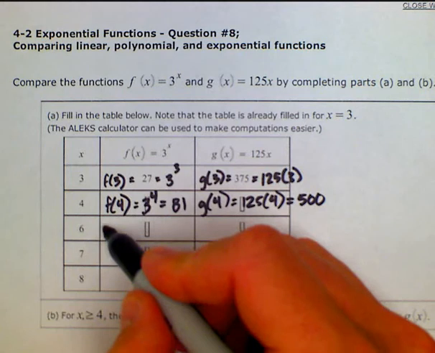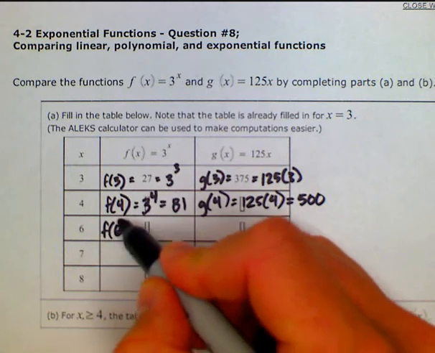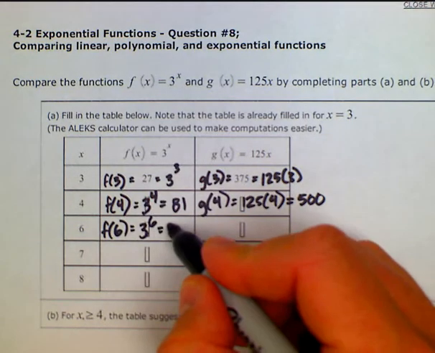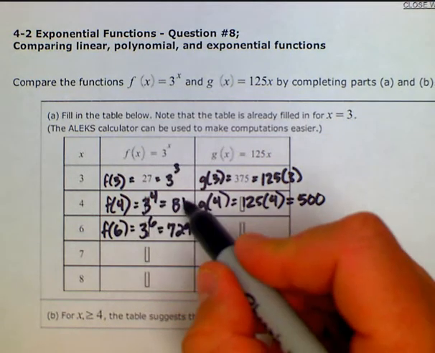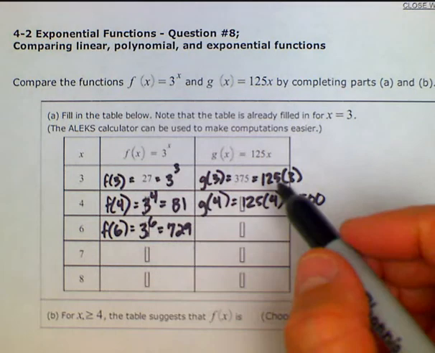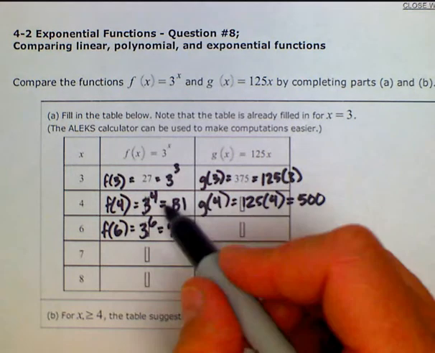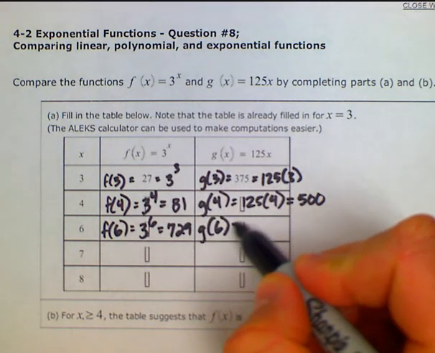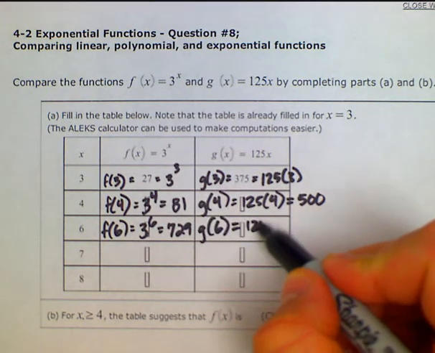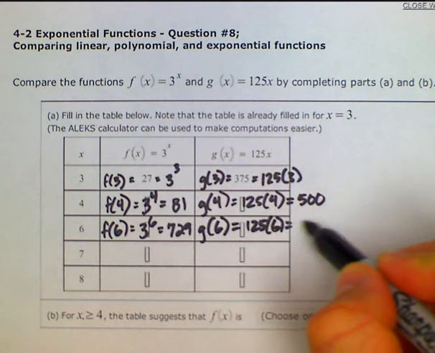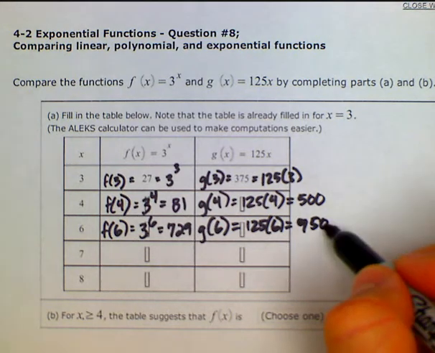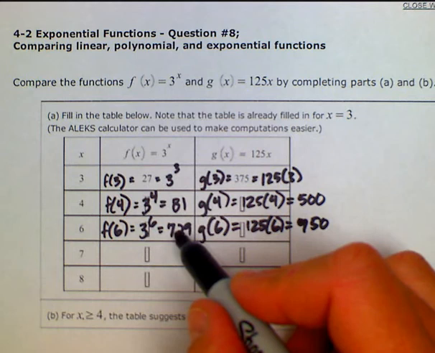Over here we'll go again. f of 6 is 3 to the sixth, which is equivalent to 729. And you see the big jump from 81 to 729 as we're jumping exponentially. Over here we plug 6 into our linear equation. 125 times 6 is equal to 750. So still, the linear is larger, but the exponential function has caught up quite a bit.